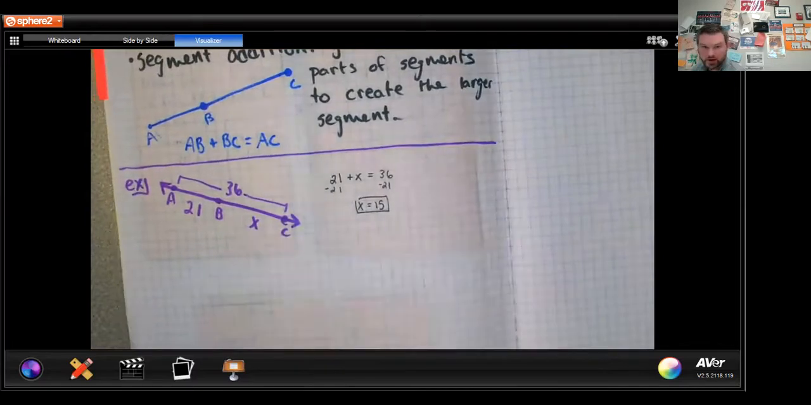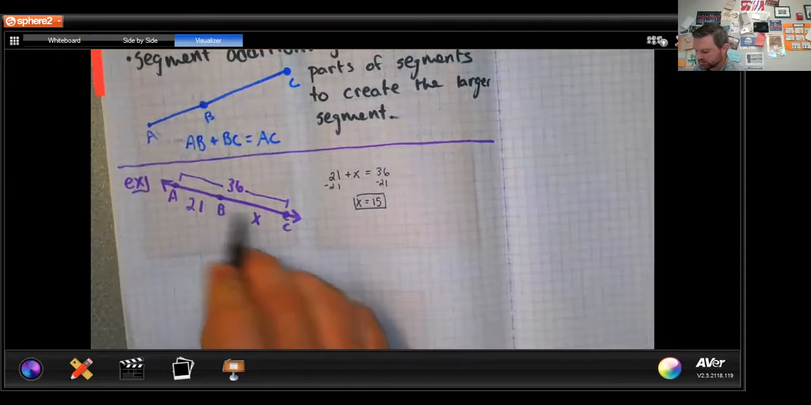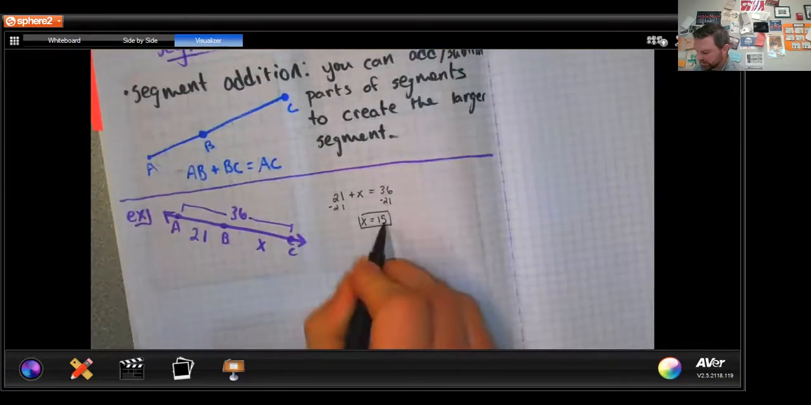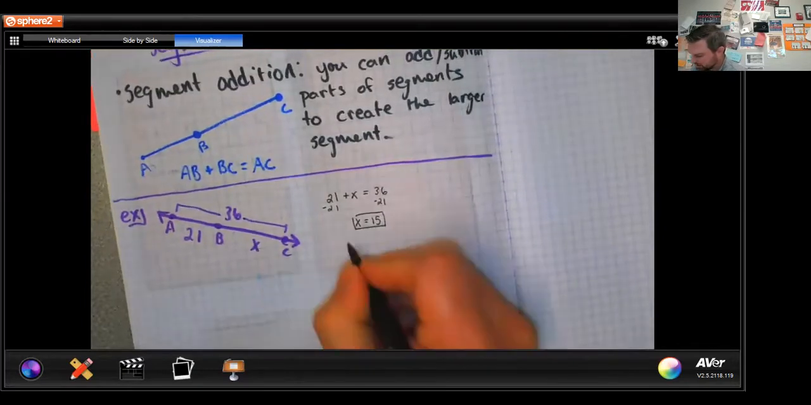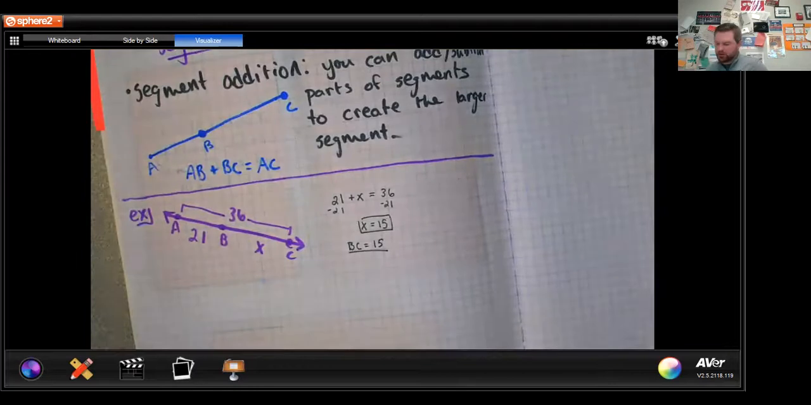Okay, so X is 15, and sometimes it'll ask for like, what is BC? Well, you just take X and you plug it in. So BC is also 15 in this case, which it didn't ask for that, but some of them will.